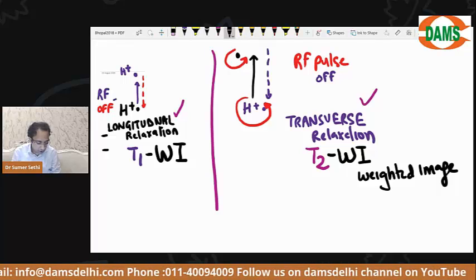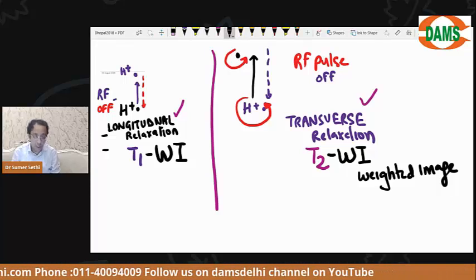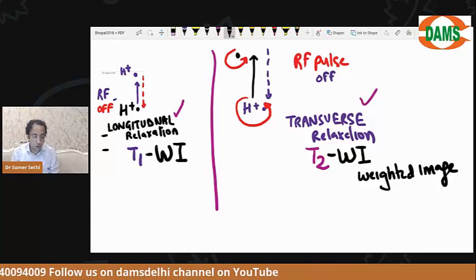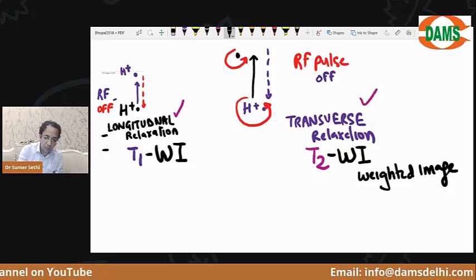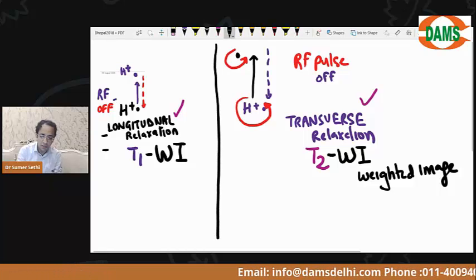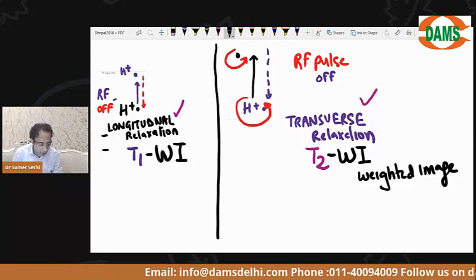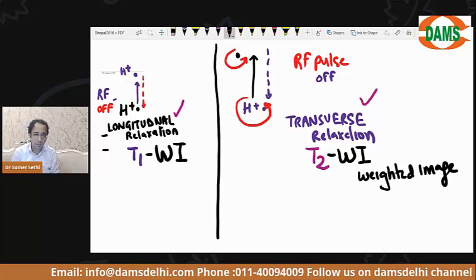Are you able to understand this? It's difficult, isn't it? Especially for doctors who are not interested in physics. But if you are interested in physics, you will find it very interesting how beautifully we utilize those physics principles in medicine here.